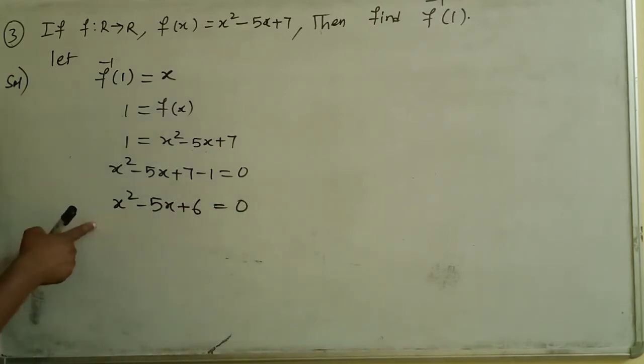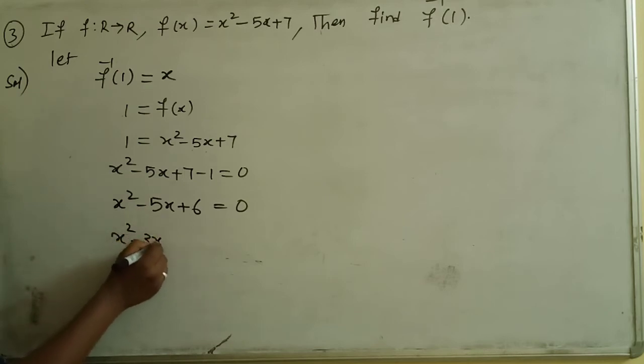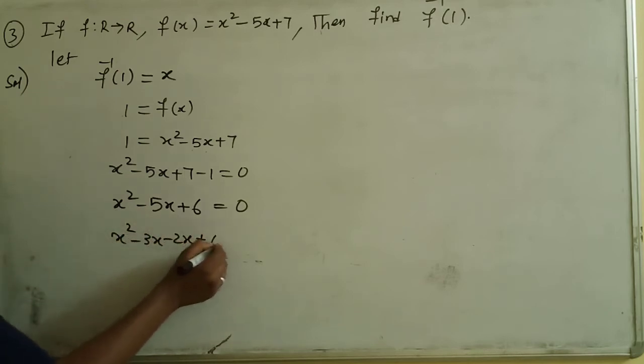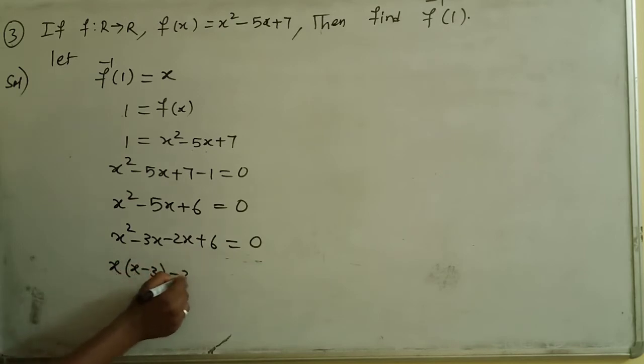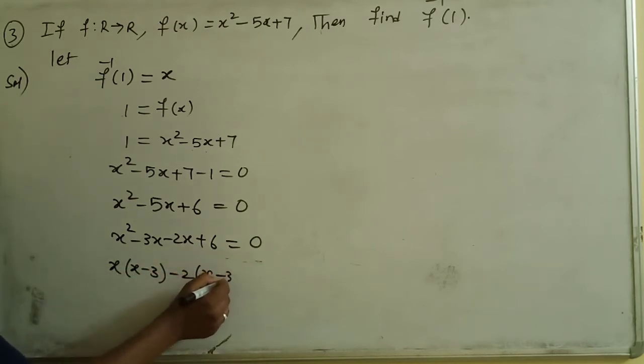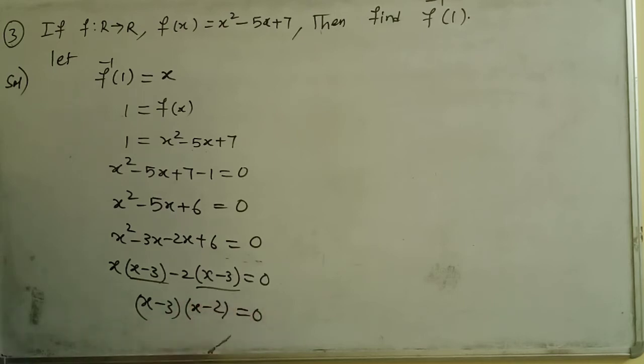Then do that splitting method. So then you'll get x square minus 3x minus 2x plus 6 is equal to 0 for factorization purpose. So then x common, x minus 3 minus 2 common, x minus 3, that is equal to 0. Then x minus 3 common in both, and then what is left, x minus 2, that is equal to 0.